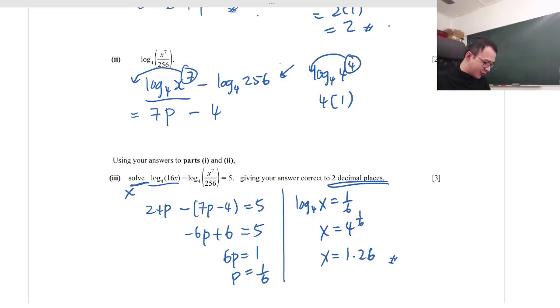5 plus 6 equals 11. Am I doing something wrong here? This is negative 6P, right? Negative 7P, negative 6P. I move the 6P to the other side, it becomes positive 6P. And then this one is, yeah, should be correct.